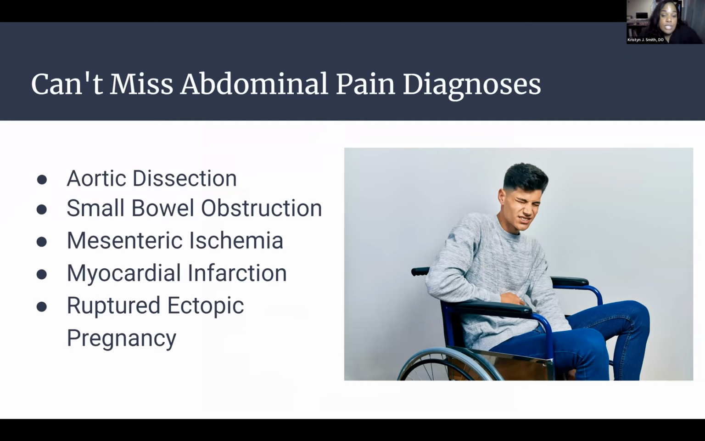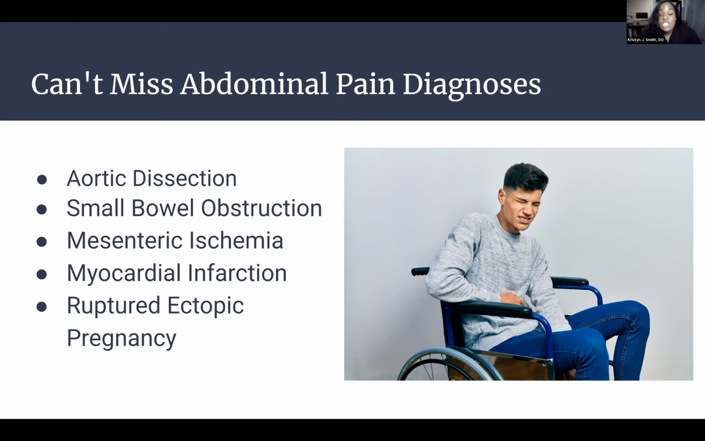So again, some of the can't miss abdominal pain diagnoses include aortic dissection, small bowel obstruction, mesenteric ischemia, myocardial infarction, and ruptured ectopic pregnancy. For a patient presenting to the ED with abdominal pain, you always want to consider aortic dissection. So the classic picture that's always included on boards of crushing, ripping, tearing chest pain, unequal pulses, hypertensive on one side, hypotensive on another arm is usually not found in real life when patients present, but you want to know those classic signs and symptoms for your boards.